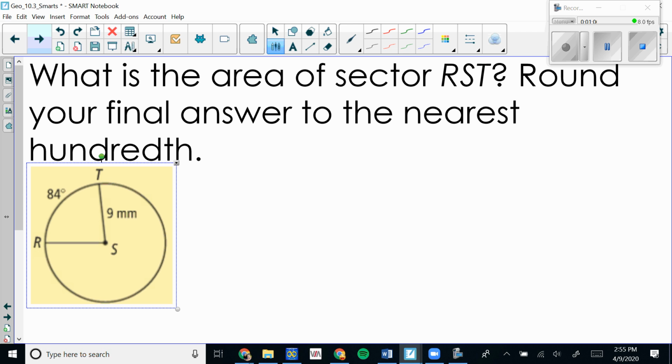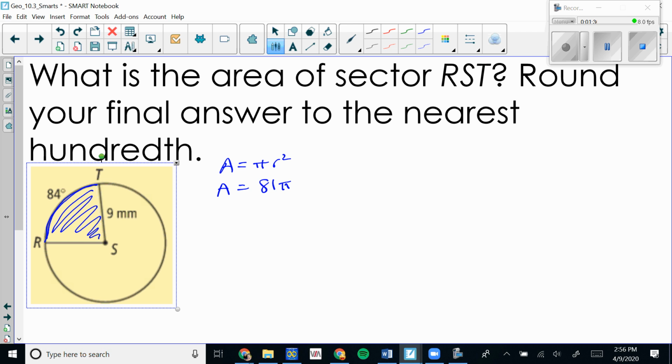Okay, the second one says, what is the area of the sector RST? Round your final answer to the nearest hundredth. So a sector is just part of the circle. It's a shaded part that I just shaded in there. And to do this, we have to remember that this 84 degrees is going to play a big part. First we need to find the area of the circle. Here we say area equals pi r squared, and our radius is 9, so area equals 9 squared, which is 81 pi.